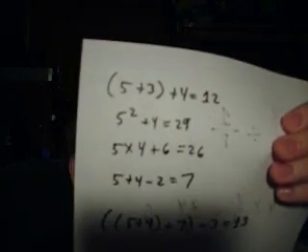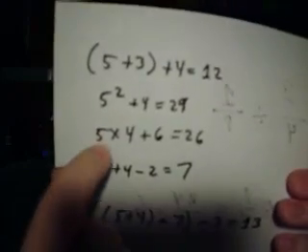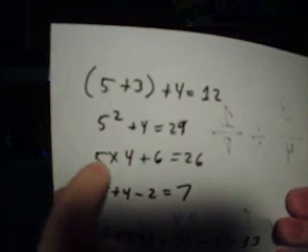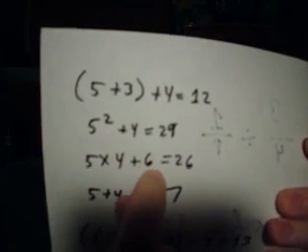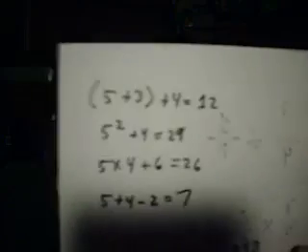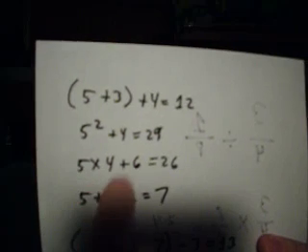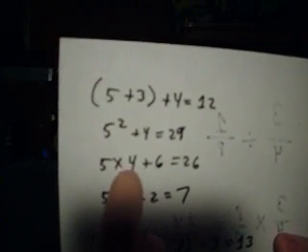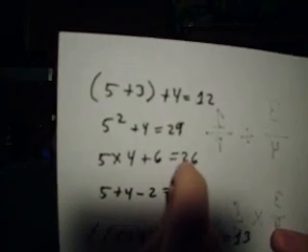Okay? Now what if you have multiplication and addition in the same equation? You would solve the multiplication first, then you would solve the addition. And this is the same as with division too. If you had a division and an addition, you solve the division part first, then the addition. So 5 times 4 is 20, plus 6 is 26.